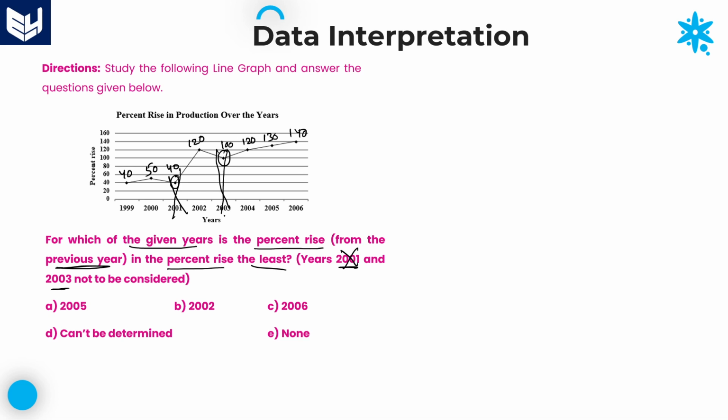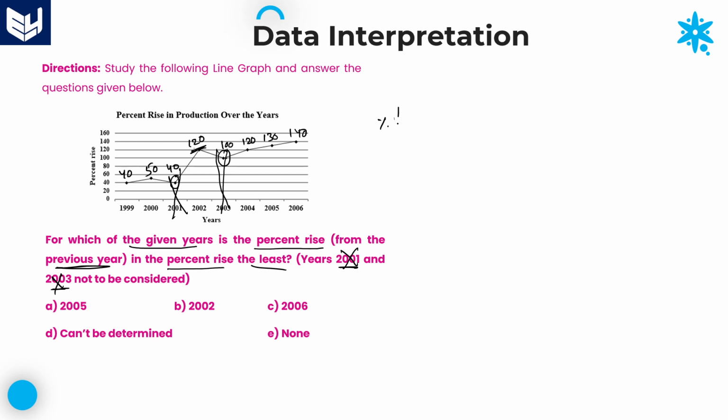And 2003 is the same thing. 2003 compared with the previous year: this is 120, this is 100. That is a decrease. Because of these two reasons, he is saying that the 2001 and 2003 values are not to be considered. Now, what we need to calculate is percentage rise.